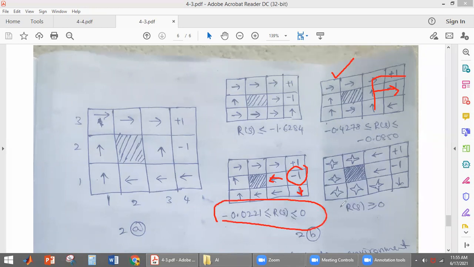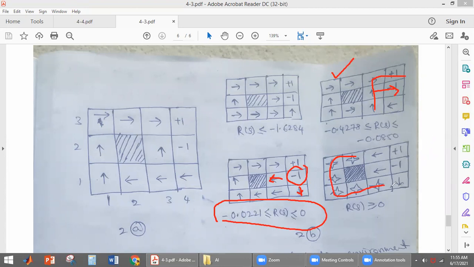Now in the fourth case, the agent never wants to enter the terminal state. See here, the directions in (4,1), (3,2) and (3,3) are given like this, so that the agent never enters the terminal state. Here it can have any directions; the stars are given. It can have any directions, but the agent never enters the terminal state.